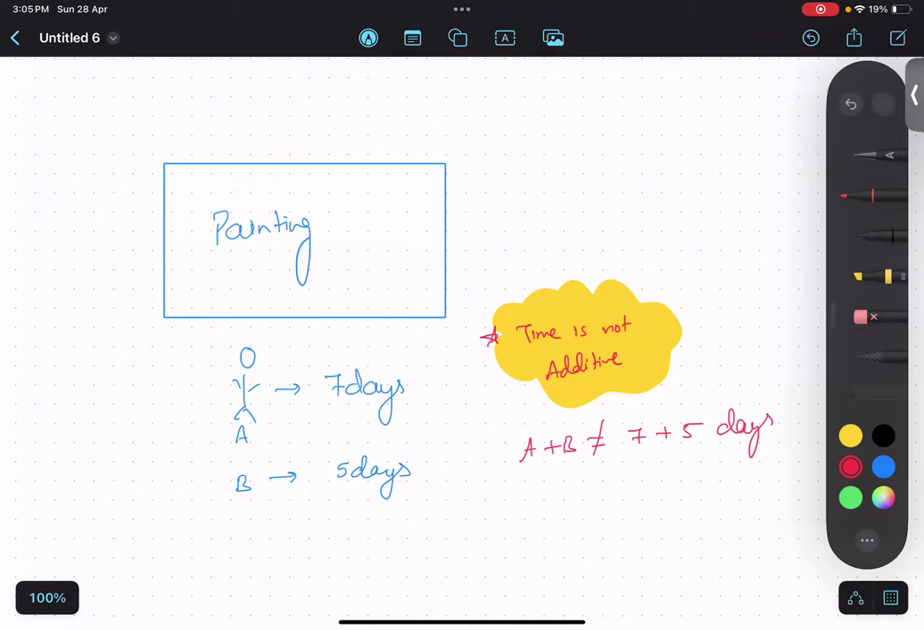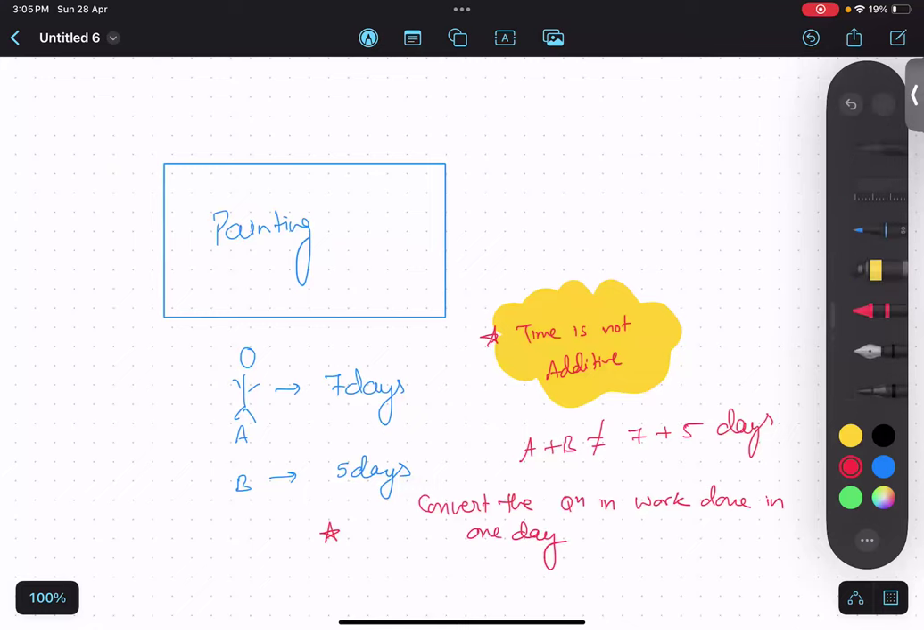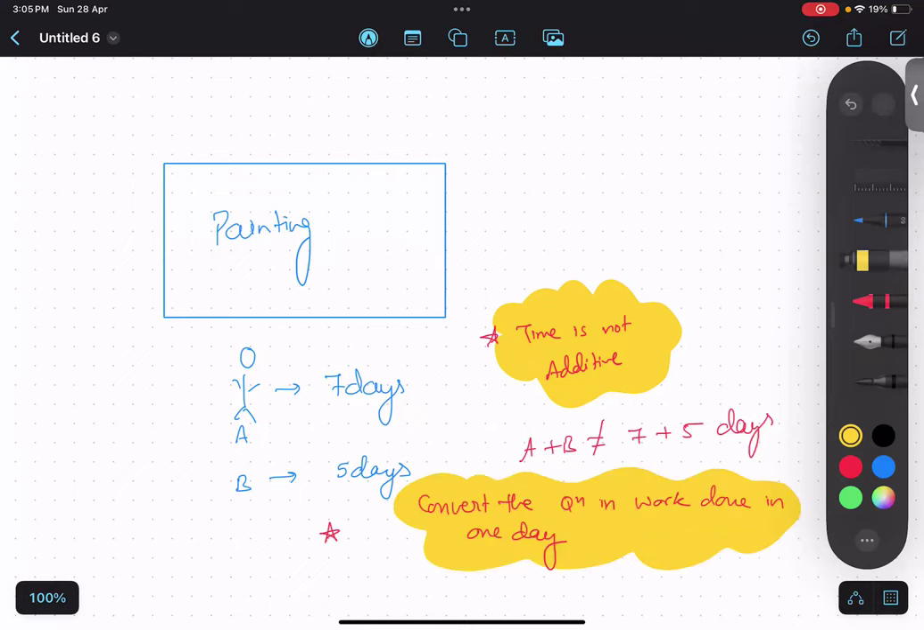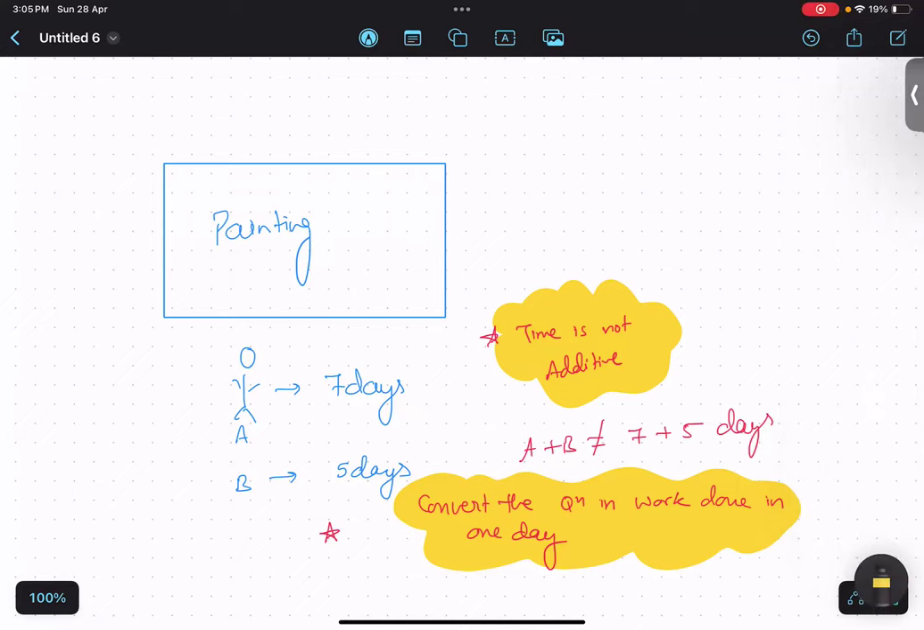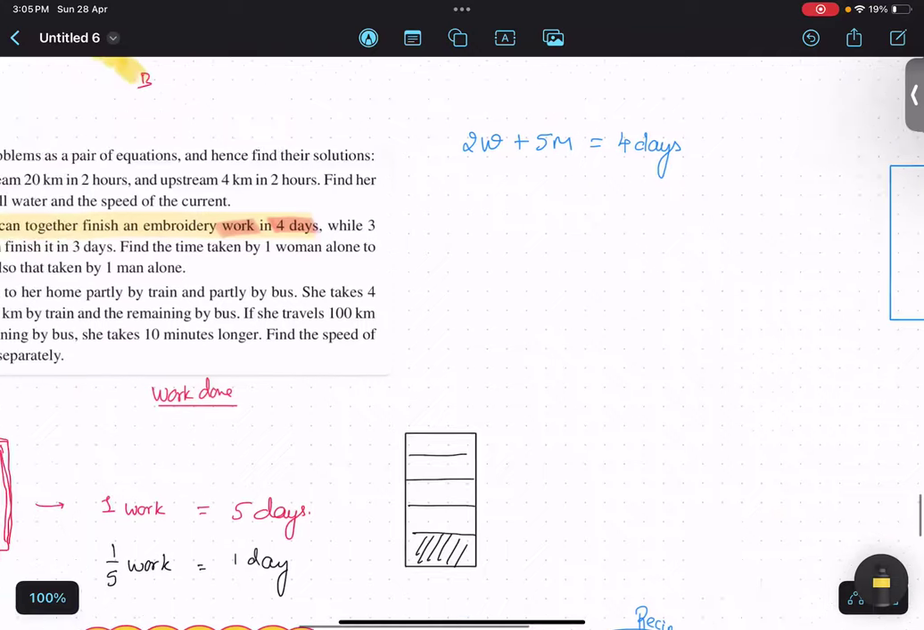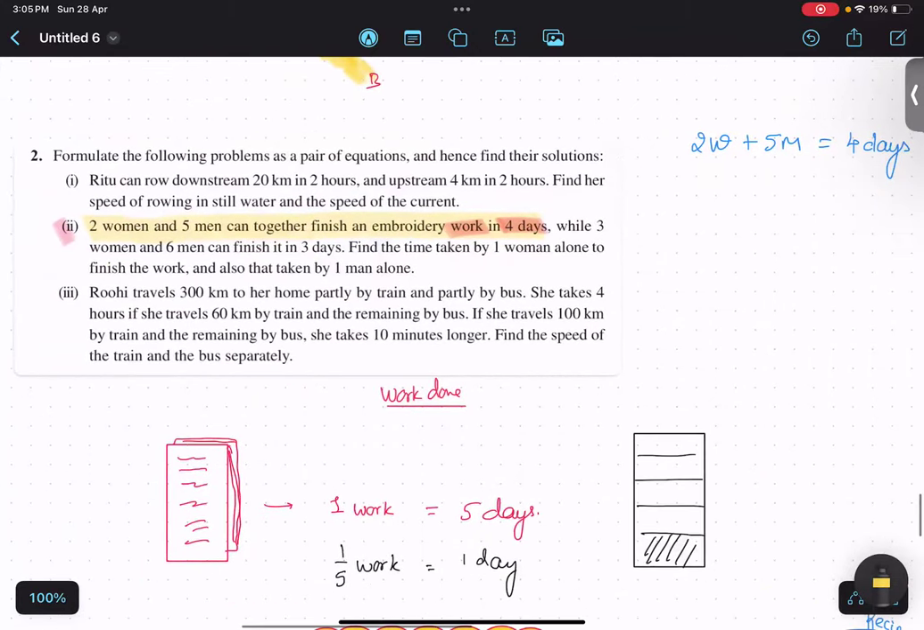So we have to convert the question into work. Work can be additive. So normally what we do is convert the question into work done in 1 day. Normally we do this thing. Let me explain it to you. Please take a screenshot or copy this so that you can revise later on.